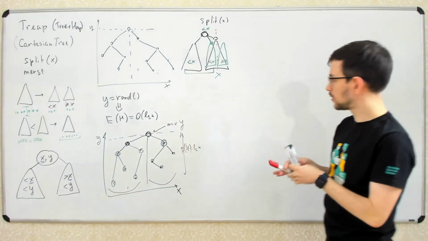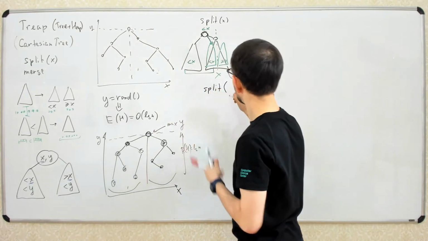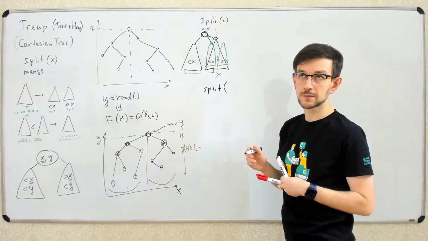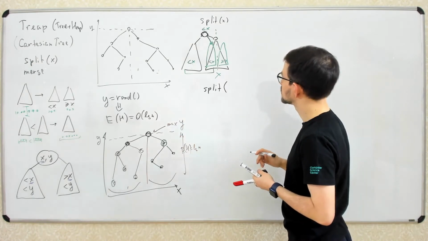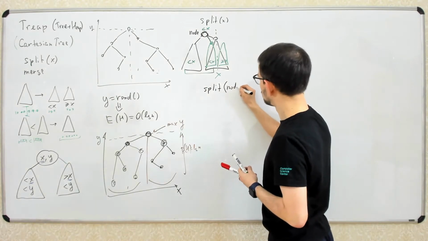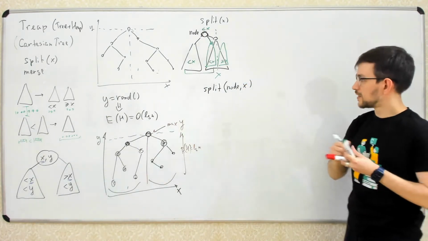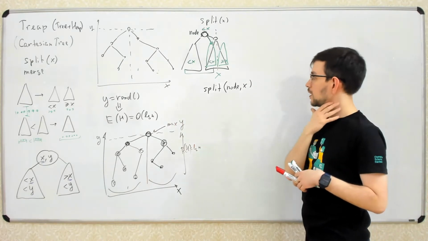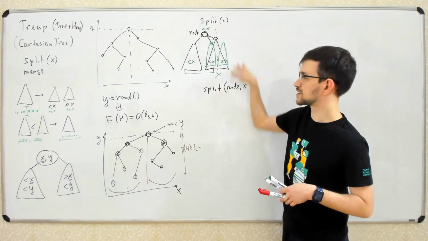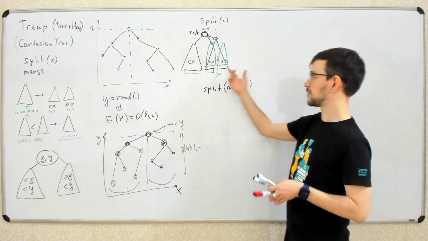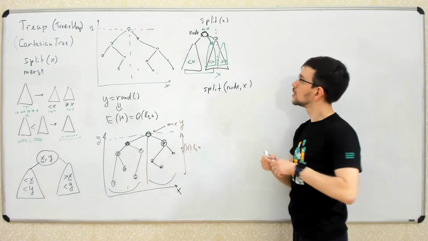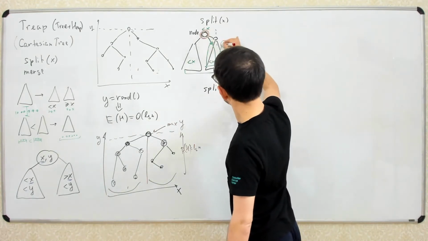How will I implement this? I will implement this the following way. I will make split. I need a letter for this root. I already used x. It's always complicated. So let's call it node. Split node by x. So this will be a recursive function. It gets the node which corresponds to this subtree, and it splits this subtree into two parts, elements less than x, elements greater than x, and returns two roots of these trees. So when we return from this function, we will return this root and this root.